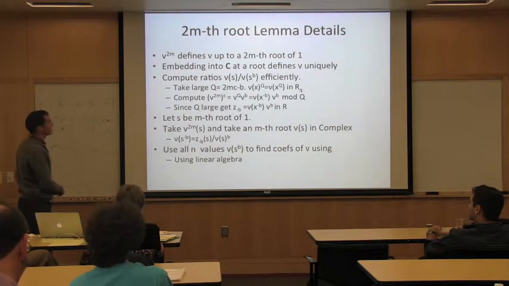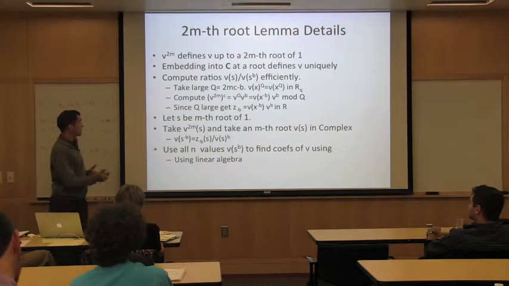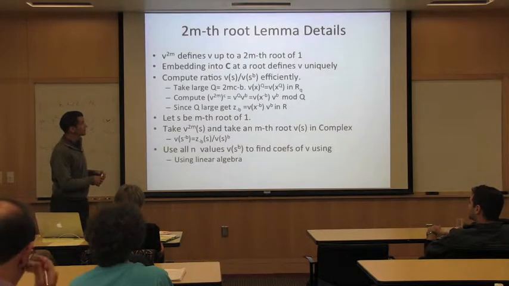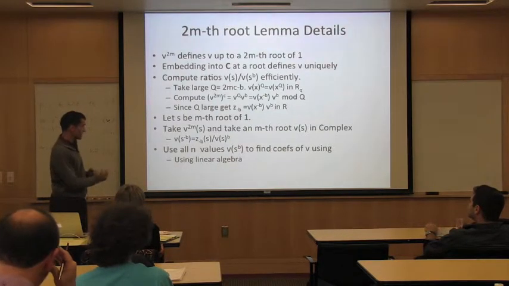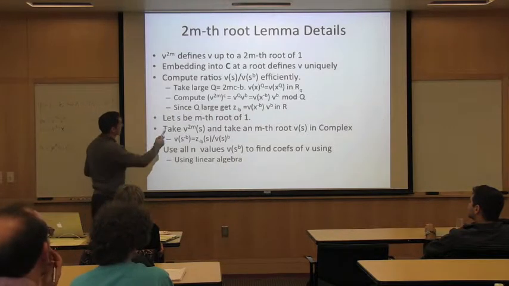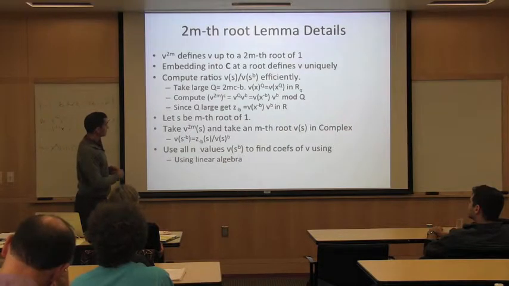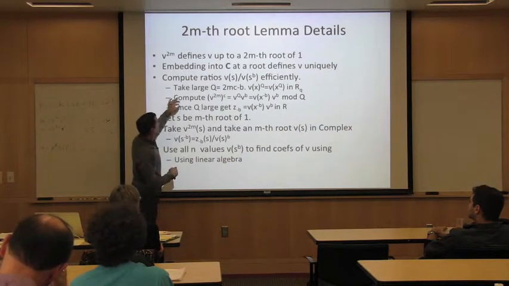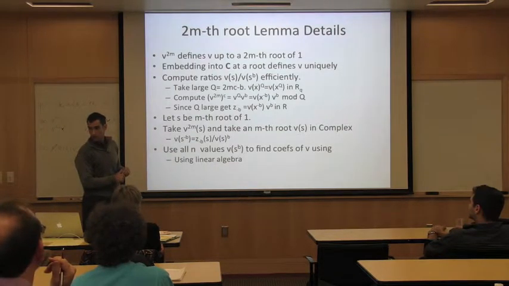So v to the 2m defines v up to a 2mth root of 1. If you think about an embedding into the complex numbers, you could just take one of those roots, and you would have it. So it's well defined for sure in that complex embedding. But now let's figure out how you actually compute it. The way we're going to do it is S is going to be a 2mth root of unity. I mean, there's just polynomial factorization in a number field: X to the 2m minus something equals 0.